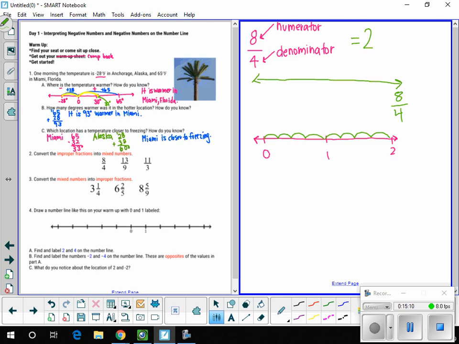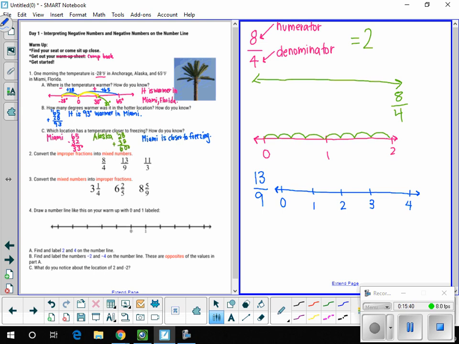Let's do our next one. Our next one is 13 ninths. Okay? I want you to draw another number line. These are all going to be positive, so we'll just keep the positive side of our number line. And just for now, we'll just put our number line up to 4. Okay. So we have 13 ninths.